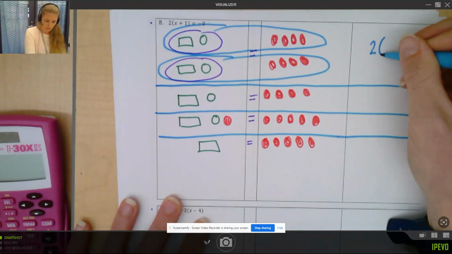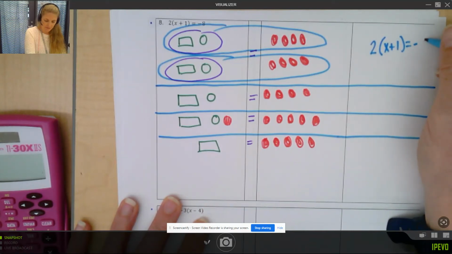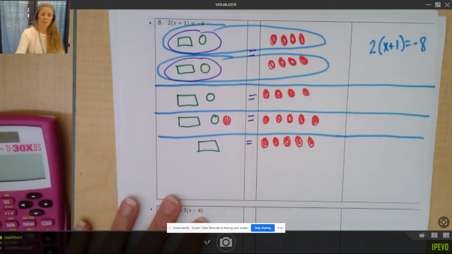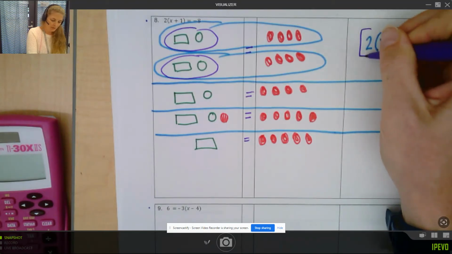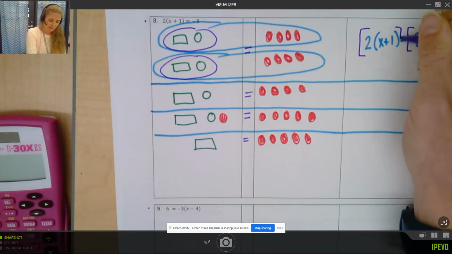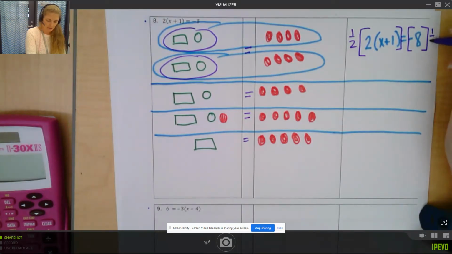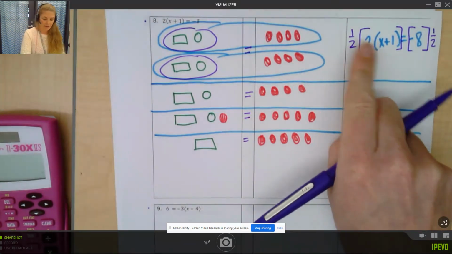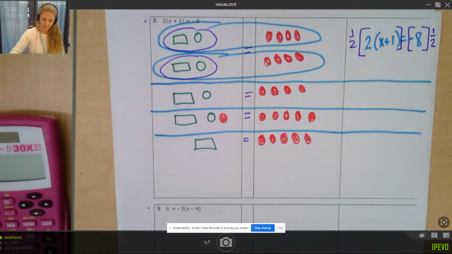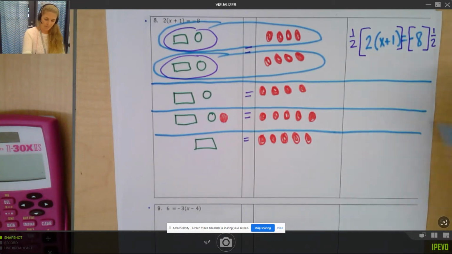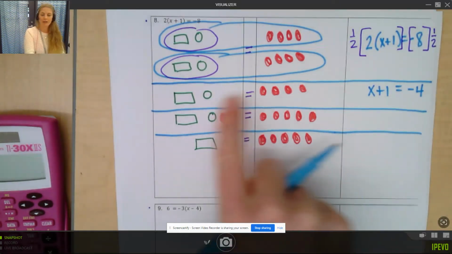So if we start with two groups of x plus 1 is equal to negative 8, remember when we first learned distributive property, I called it fancy multiplication? Well, that's because the inverse of multiplication, the multiplicative inverse, is the reciprocal 1/2. So I'm going to multiply both sides here by 1/2. Now, when I do that, this 1/2 just multiplies the 2. It doesn't touch anything inside these parentheses, or else it'd be double multiplying. So after I do that, we end up with just x plus 1 is equal to negative 4, just like in our model.